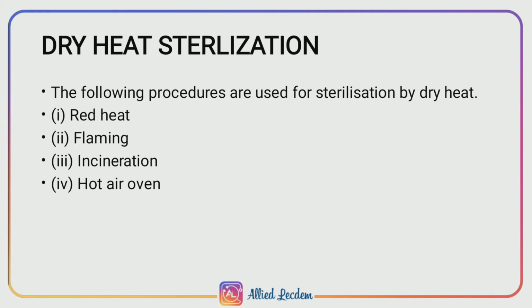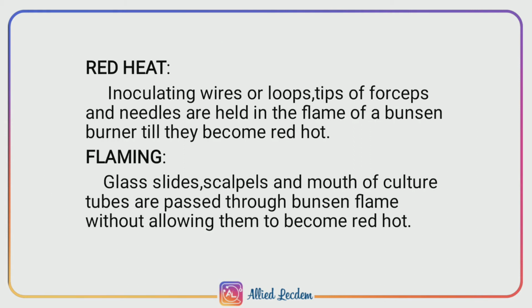Red heat. This involves inoculating wires or loops, tips of forceps, and needles, which are held in the flame of a Bunsen burner till they become red hot. Then flaming. Glass slides, scalpels, and mouth of culture tubes are passed through Bunsen flame without allowing them to become red hot.